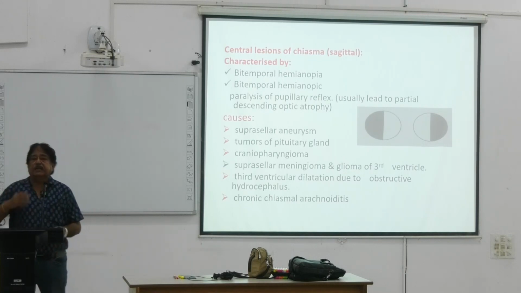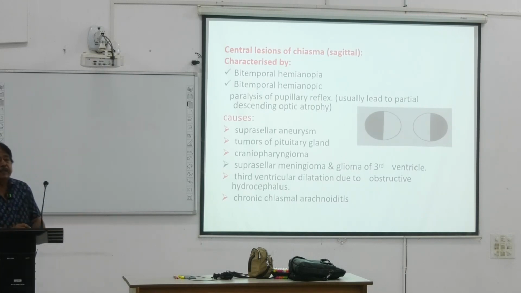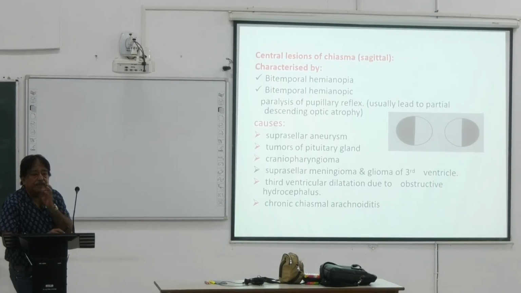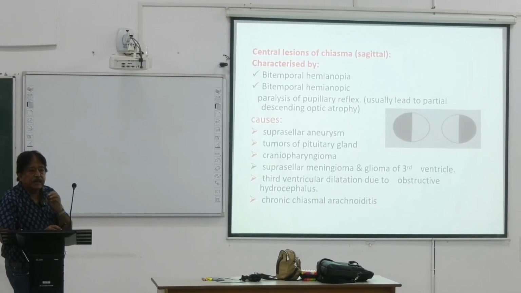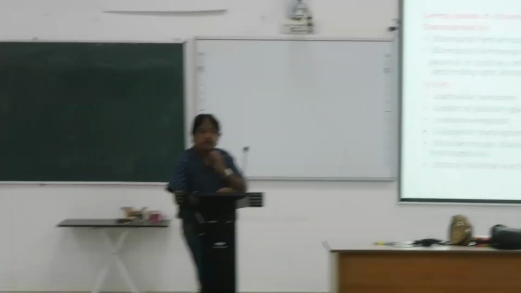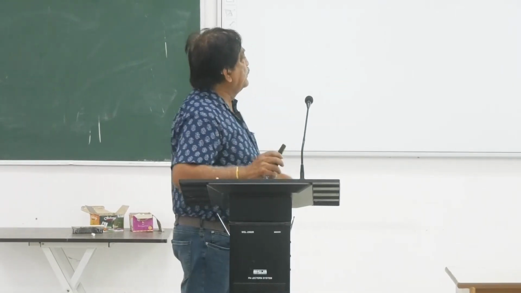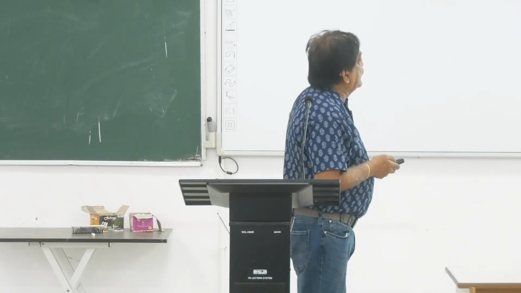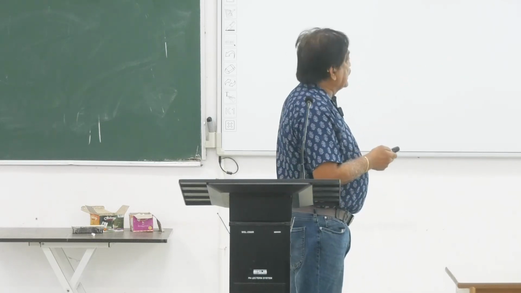If you are seeing a CT scan of the brain, and there is any distortion in the ventricles, and the patient is also complaining of some eye problem and reflex changes, then this can be a lesion in the third ventricle, or tumors of the pituitary gland.